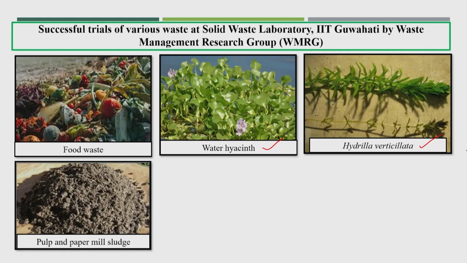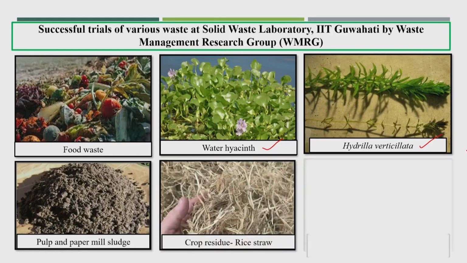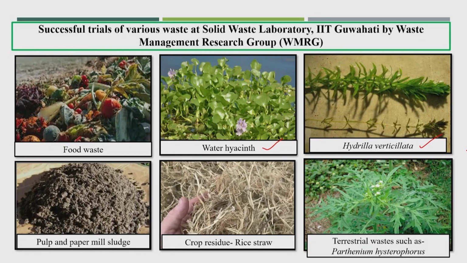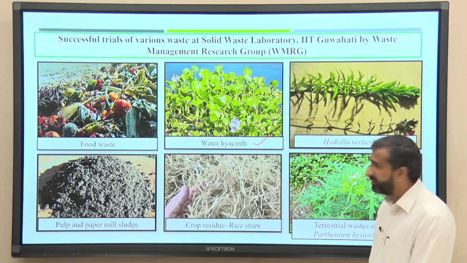This is an industrial sludge, and there are crop residues like rice straw. These are the terrestrial weeds, especially Parthenium hysterophorus, which is very difficult, and these kinds of weeds are also toxic weeds, difficult to utilize for biogas production.